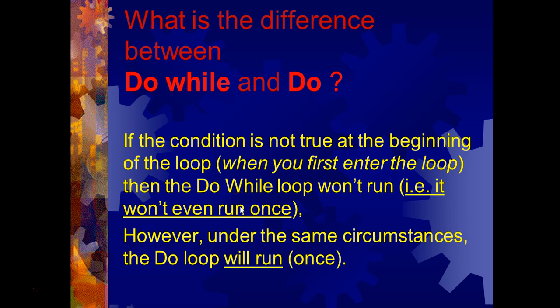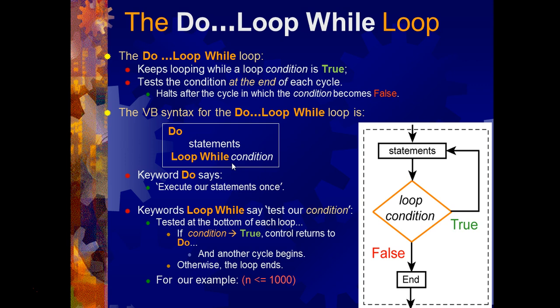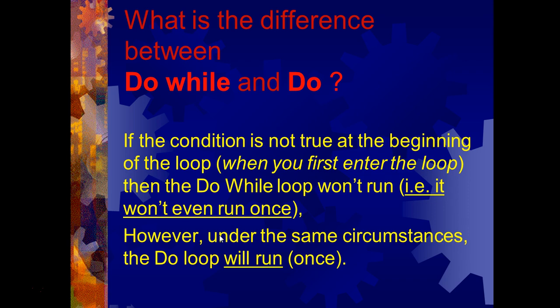However, under the same circumstances, that is, if the condition is not true, but you do it this way, you put the while statement down here, then what's going to happen? You're going to run the statements before you check whether the while condition is true. So you're going to run these statements even when the first time it's false, because you don't check till down here. Then you jump out of the loop. So, under the same circumstances, the do loop will run once.